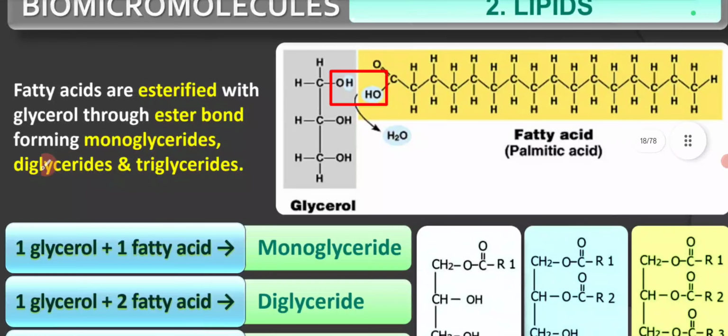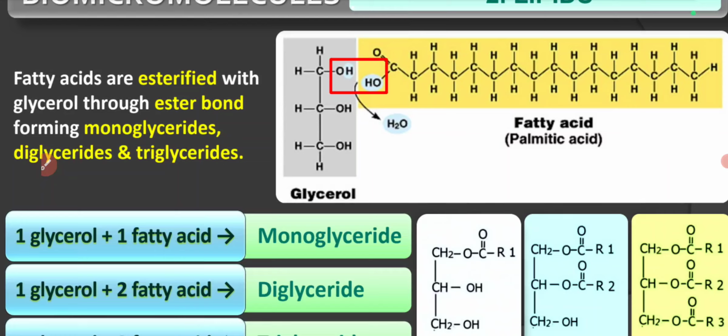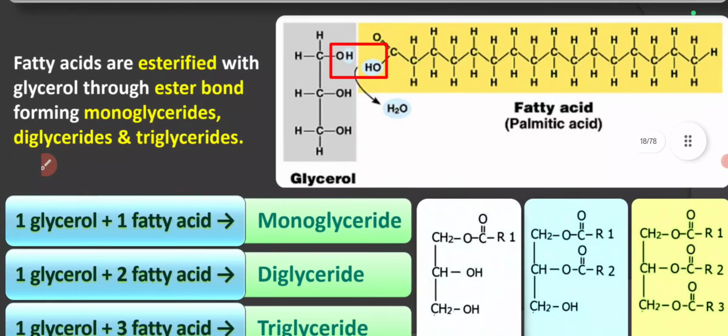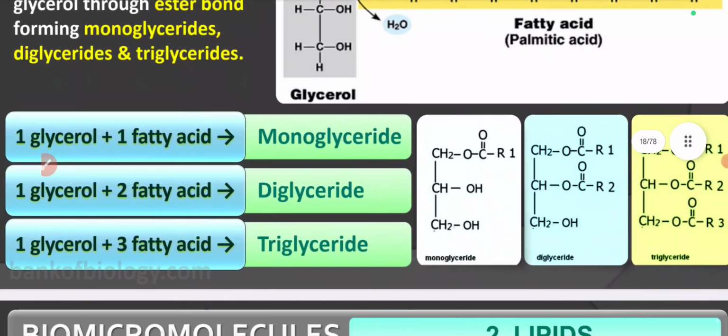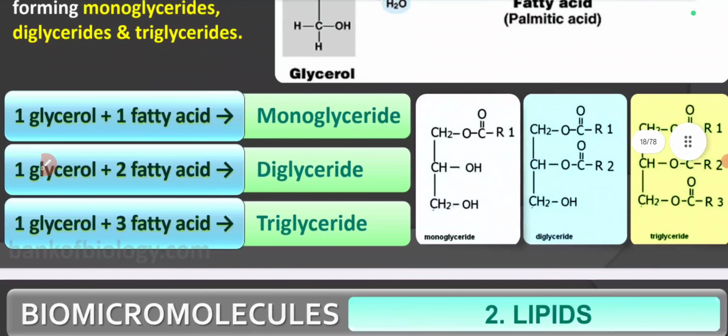Here you can see fatty acids are esterified with glycerol through ester bond forming monoglycerides, diglycerides and triglycerides. As you can see how a fatty acid or a palmitic acid makes a bond with glycerol through an ester bond. Here you can see 1 glycerol plus 1 fatty acid equals monoglyceride. See the diagram. 1 glycerol plus 2 fatty acids, diglyceride, and 1 glycerol plus 3 fatty acids, triglyceride.